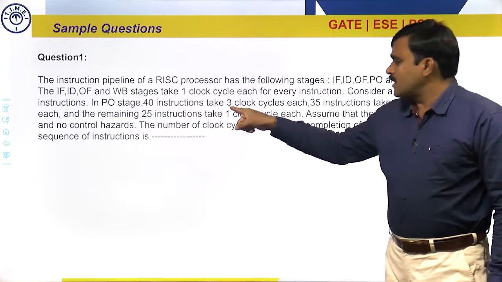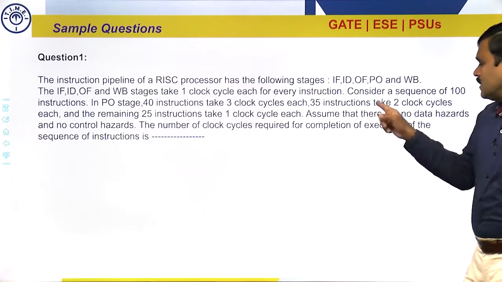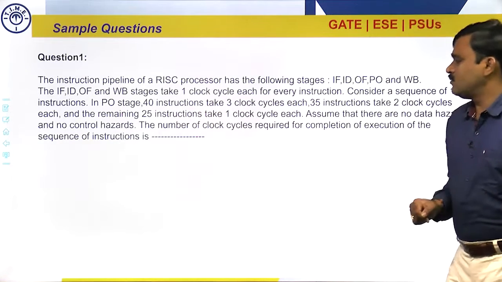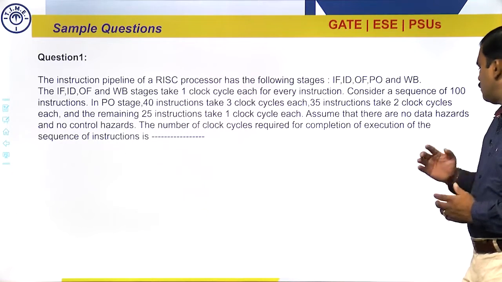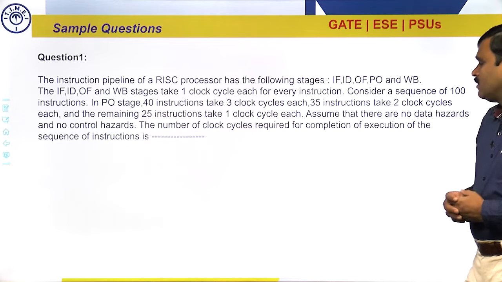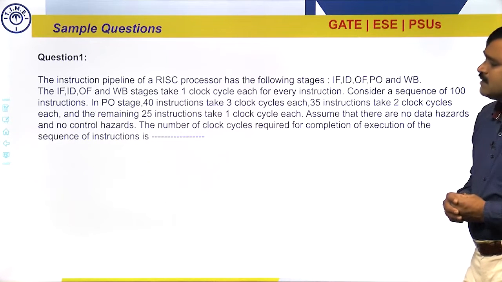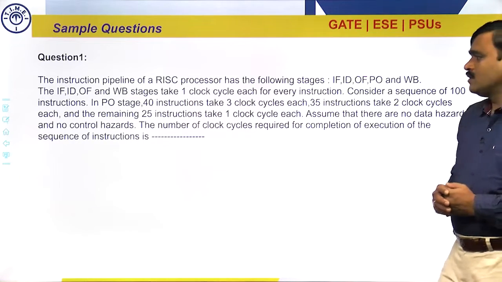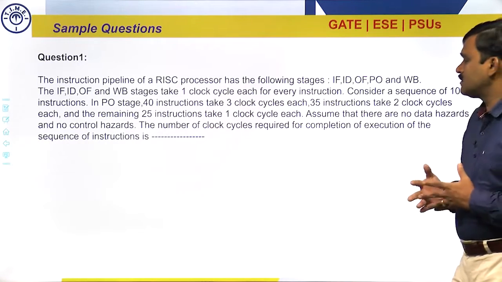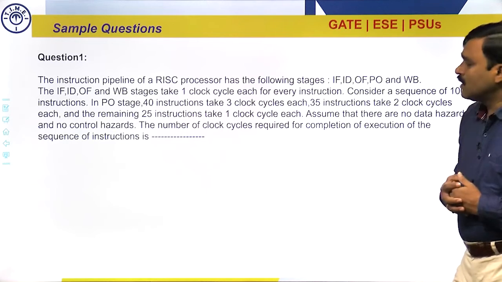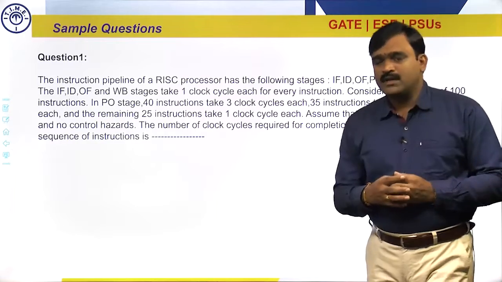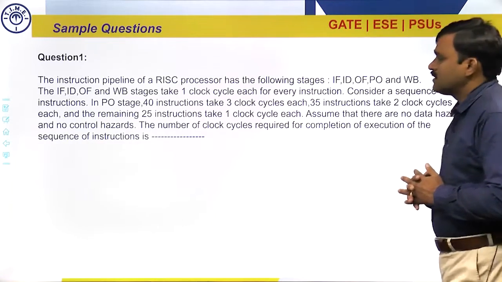In the PO stage, 40 instructions take 3 clock cycles, 35 instructions take 2 clock cycles, and the remaining 25 instructions take 1 clock cycle. Assume that there are no data hazards and no control hazards. The number of clock cycles required for completion of execution of the sequence of instructions is dash. So there are 3 categories of instructions. 40 instructions take 3 clock cycles, 35 instructions take 2 clock cycles in the PO stage, and 25 instructions take 1 clock cycle. So now we need to discuss the total number of clock cycles required for this.